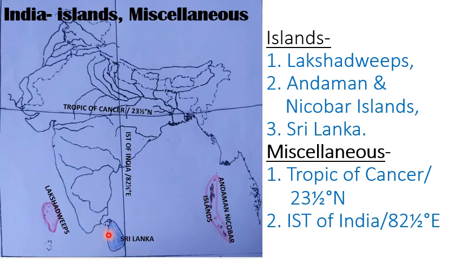This is Sri Lanka. Then this is 23.5 degree latitude, known as Tropic of Cancer, which divides India into two equal parts. This longitude, which is 82.5 degree east longitude, is also known as IST of India, and from this longitude only India takes its time. I hope the map is clear to you all.